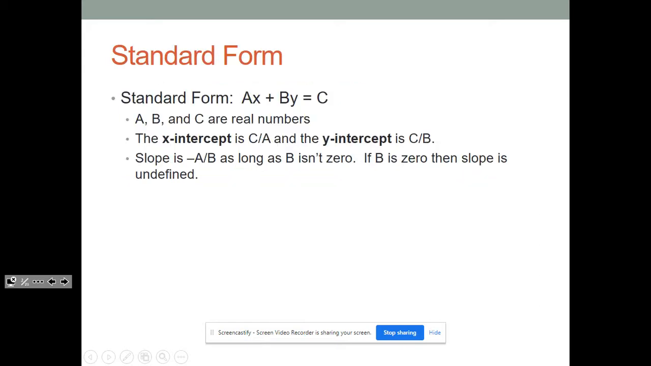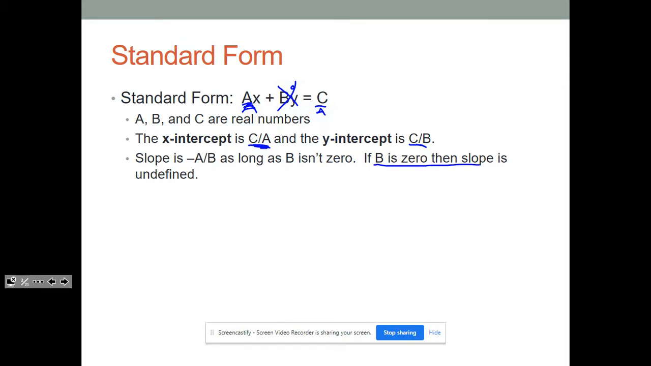So first off, standard form: ax plus by equals c. These are real numbers, not imaginary numbers. An easy way to get the x-intercept, if it's in that form, is to take c divided by a. The reason is that the x-intercept is when y is 0, so that term is gone, and solving for x you divide by a. So the x-intercept is c over a, and the y-intercept is c over b. In other words, just plug 0 in for whatever the other variable is, and that'll get it for you. This works as long as b is not 0.